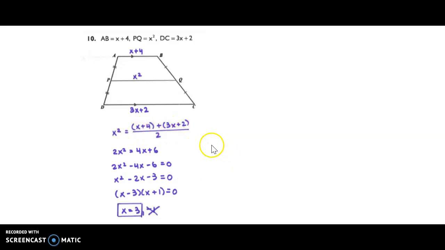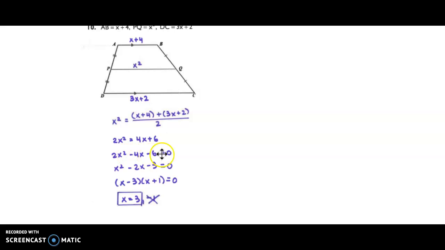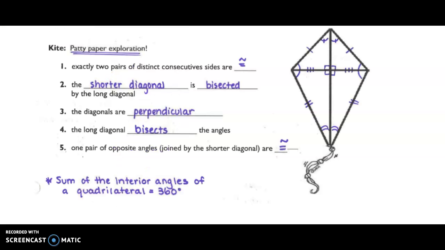All right. And then from, it looks like here, we divided by 2 to get this line. And then we factor. Okay. So again, the midsegment. And then moving on to kites.